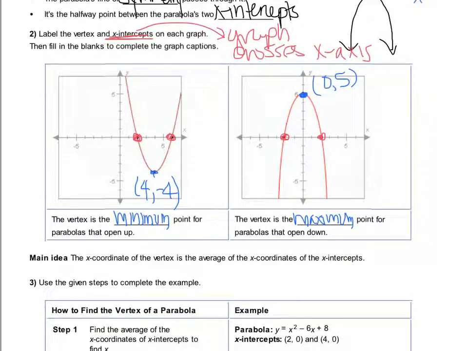So the x-intercepts, starting with this one over here, the x-intercept is the point 2, 0, and the other one is 6, 0. Over here, this one is at -2, 0, and this one is at 2, 0.